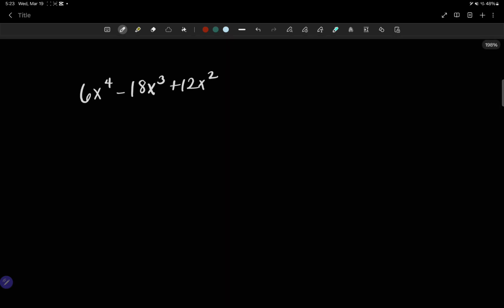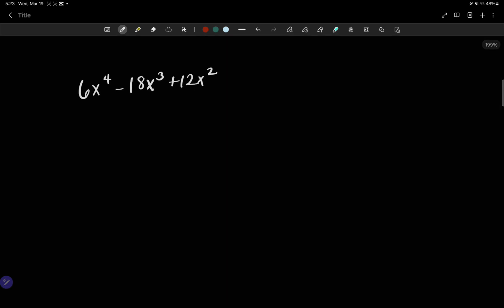So the first problem that we're going to look at is 6x to the fourth power minus 18x cubed plus 12x to the second power, and we want to factor this thing. If you recall, we want to do this in parts. We have three terms here because there's an addition and a subtraction, and there are three things separated by those. Let's erase that equals before we do it.